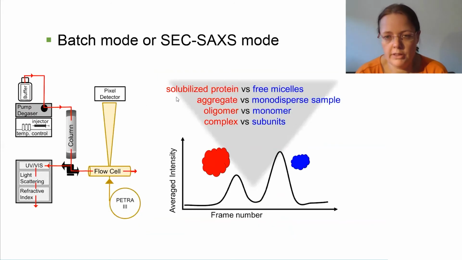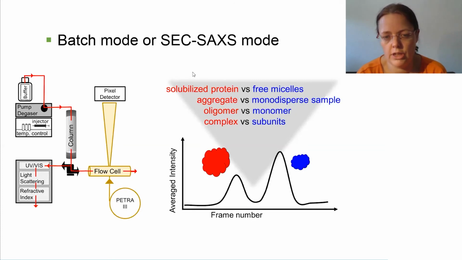This works very well, for example, when you're working with membrane proteins and you want to remove the free micelles. If you want to remove aggregates from your monodispersed samples, this is very good, or also just oligomers. And if you're looking at complexes and want to remove subunits that aren't completely bound, this is where SEC-SAXS really comes in well, and it's an option that you should be considering when you're planning your experiment.